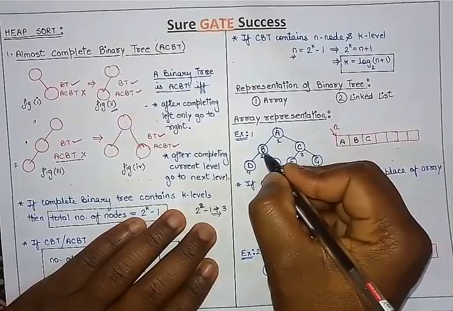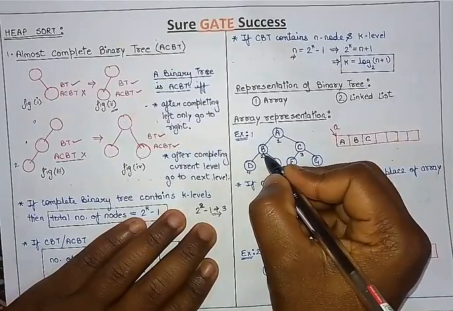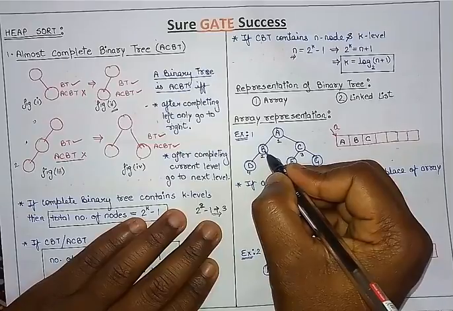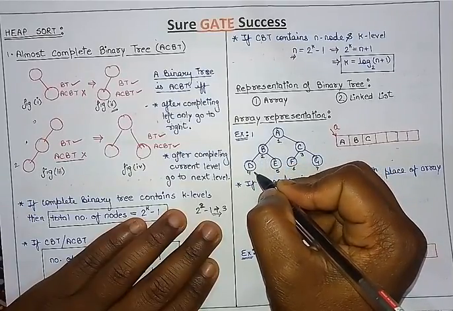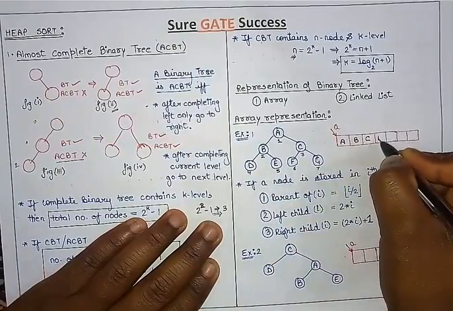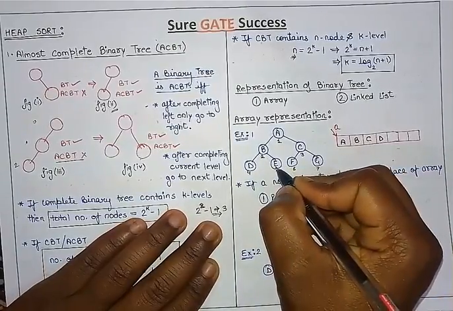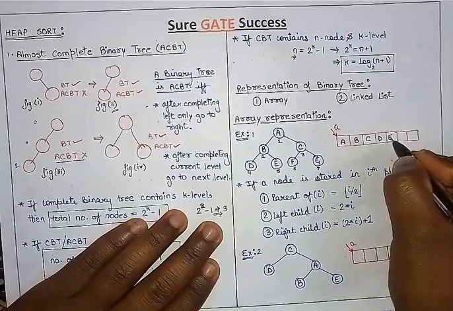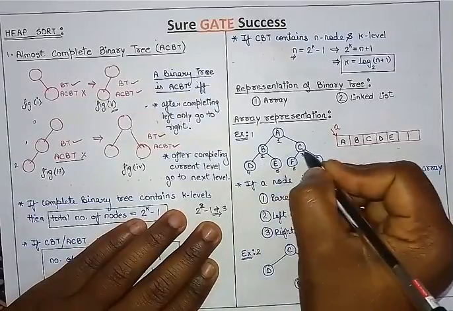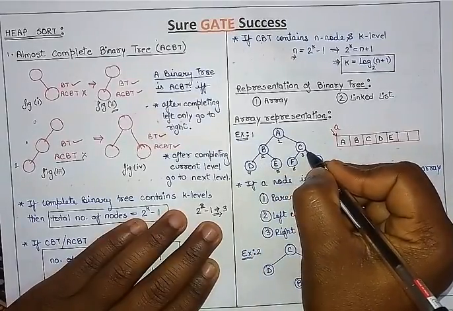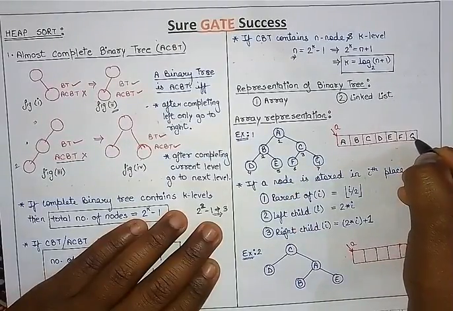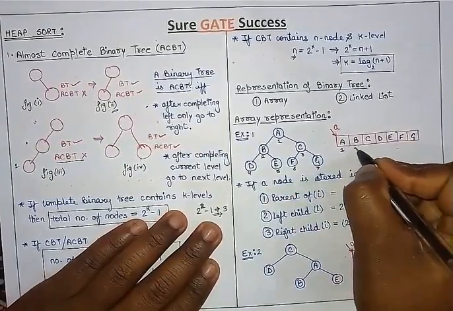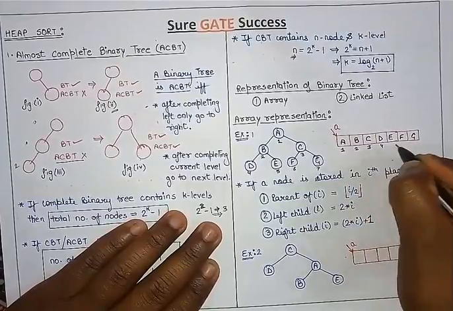Then we come to B, so we have to complete B first. The left child of B would be D, so D will be here, and the right child of B will be E, so E will be here. Now we have completed the left one, we have to move to the right one, that is C. The left child of C will be F, and the right child of C will be G. This will be the same.